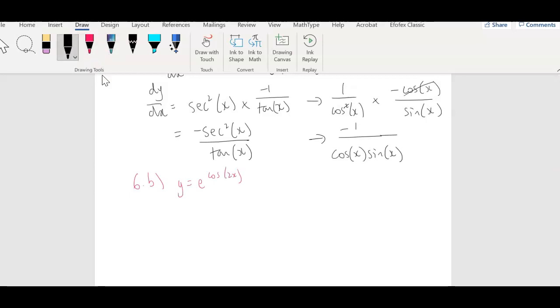Okay, so for your derivative, we're going to use the chain rule. So let u equal cos 2x. So du dx, the derivative of cos is negative sine 2x. And then we've got y equals e to the power of u, so dy du, that's just going to become e to the u.